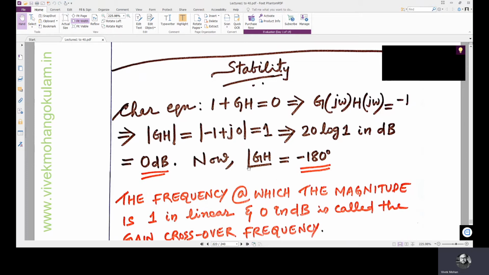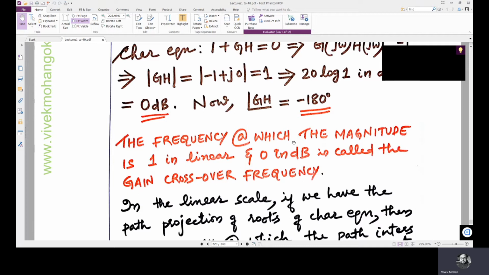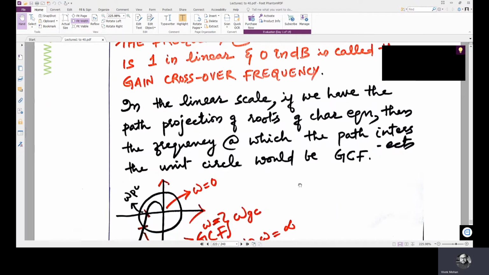We have already seen these conditions in the Bode plot and root locus, but I'm just repeating it here. The frequency at which the magnitude is 1 in linear scale and 0 in decibels is called the gain crossover frequency. We have already defined it: the frequency at which the magnitude of the open loop transfer function is 1 in the linear scale and 0 in the decibel scale. The decibel scale is a nonlinear scale, which we have seen in the Bode plot. This is called the gain crossover frequency.